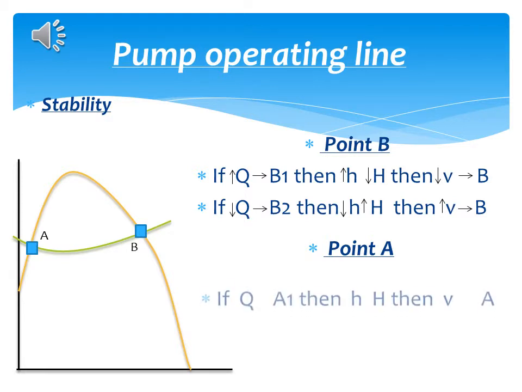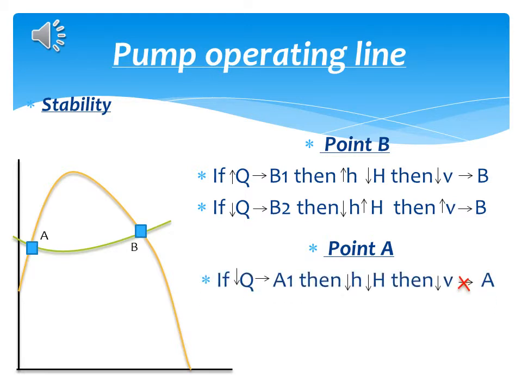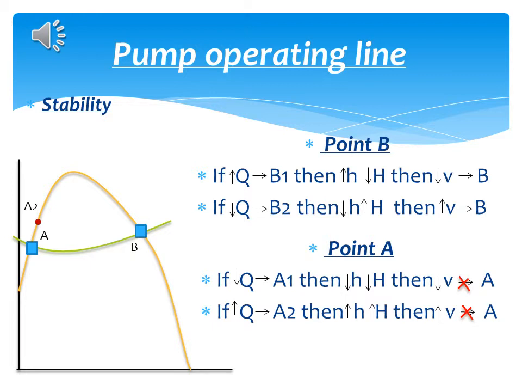Now we're at point A. We suppose that there is a decrease in flow. We turn to A1, decreasing the losses. But in this case the pump gives less height and the flow is decelerated, and does not return to point A but keeps slowing down. While if the flow rate increases, passing to A2, increasing losses, the pump gives more height and the flow accelerates, so the flow does not return to point A but gets to point B.